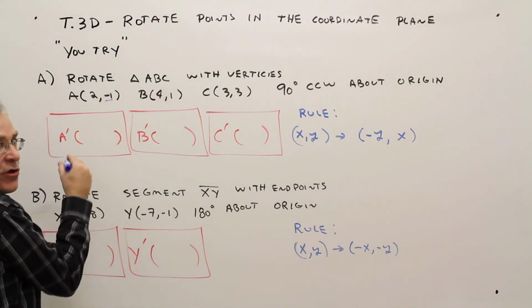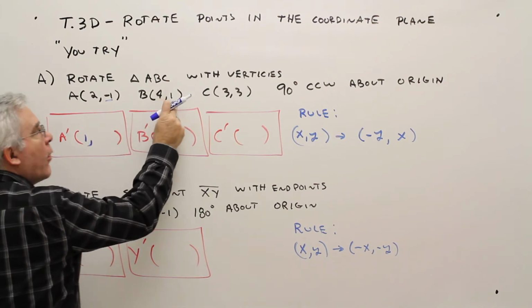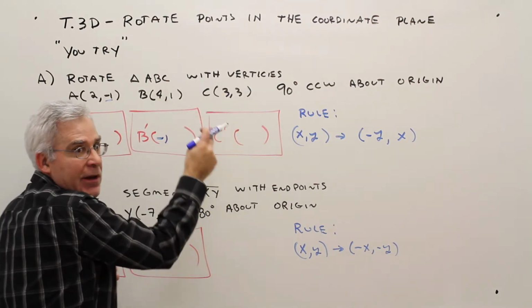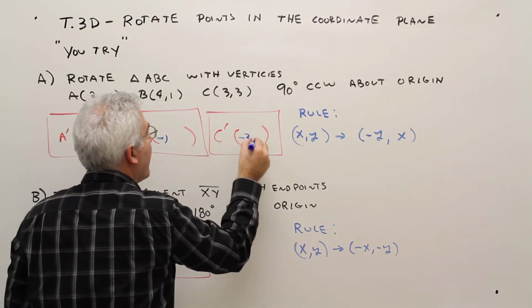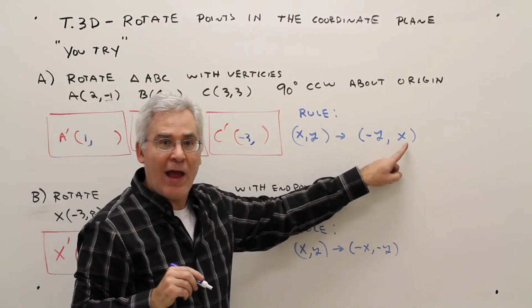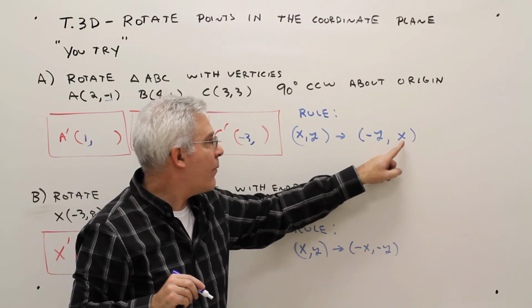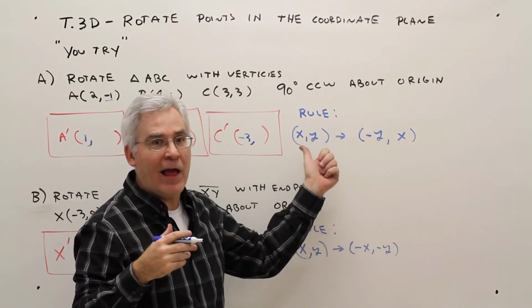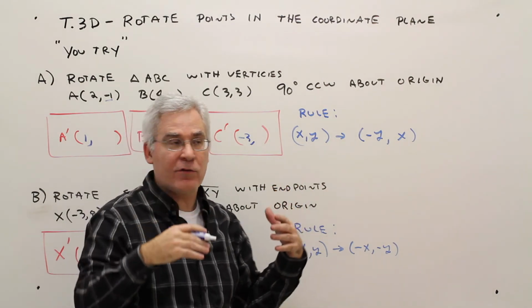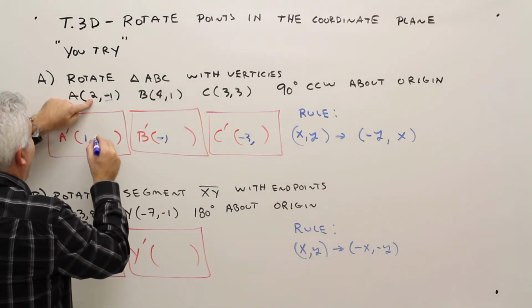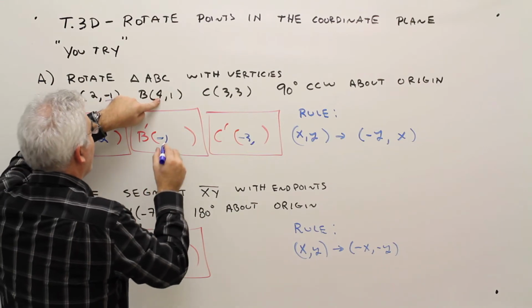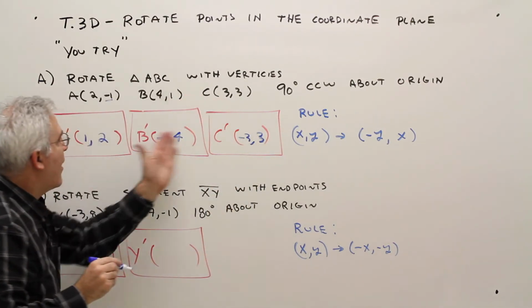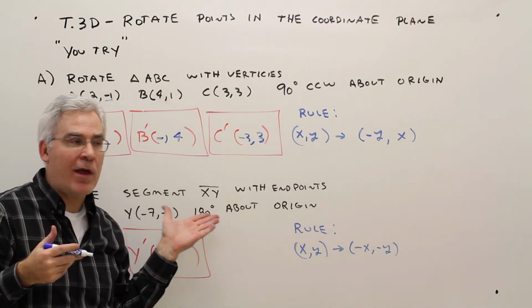Y coordinate, change your sign and go first. Then for the new y coordinates, this is where it gets confusing, it's the original x's. So original x just goes second. Original x goes second, original x goes second, original x goes second, and that's a systematic way of getting your new coordinates.